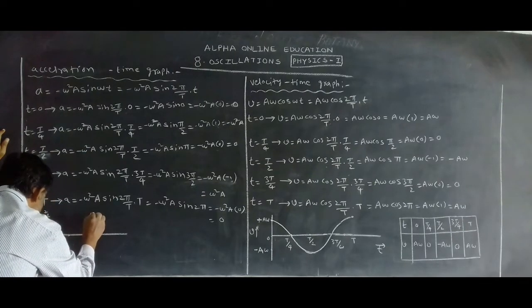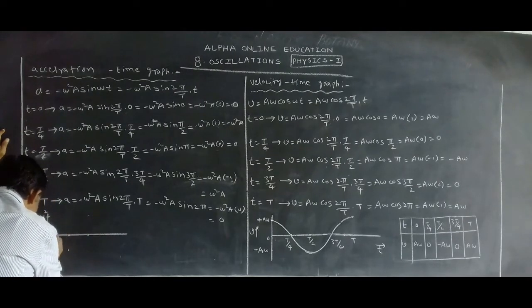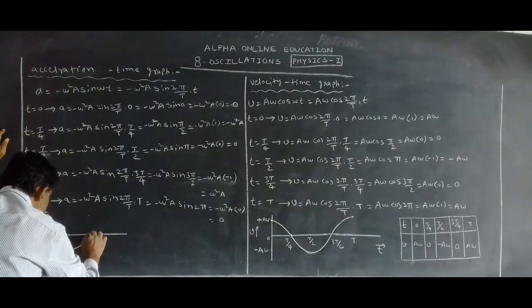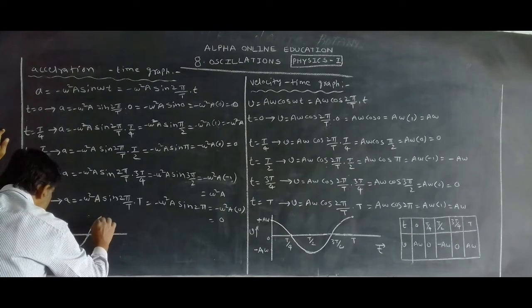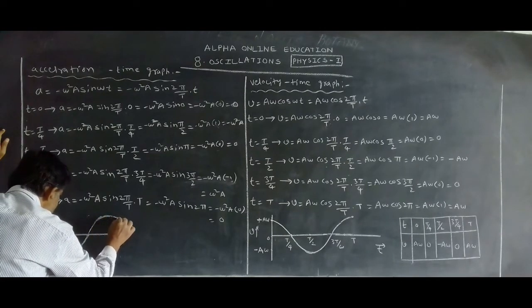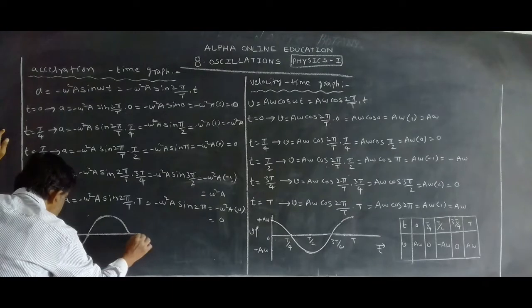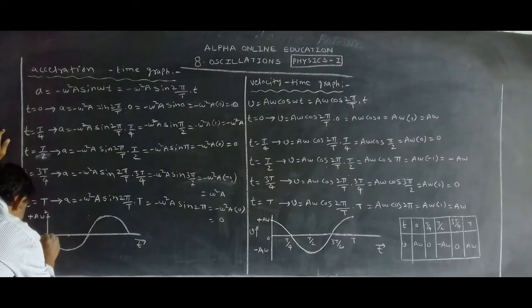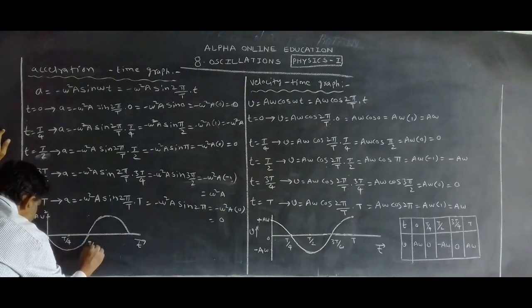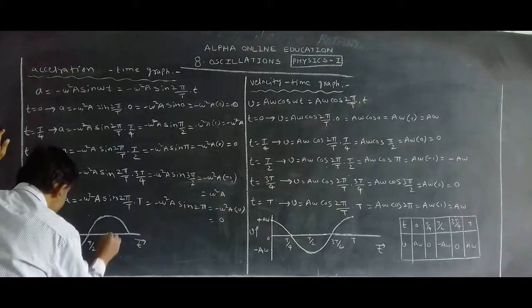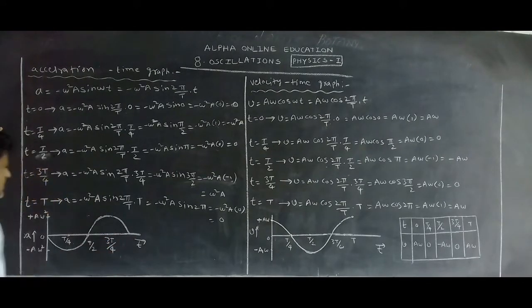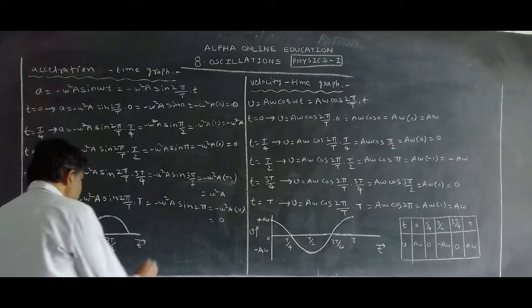And we know that the displacement of the particle in SHM is proportional to acceleration but lies in the opposite direction. Here it is 0, it is T by 4, it is T by 2, half of the time period, it is 3 by 4 time period or 75% of time period.